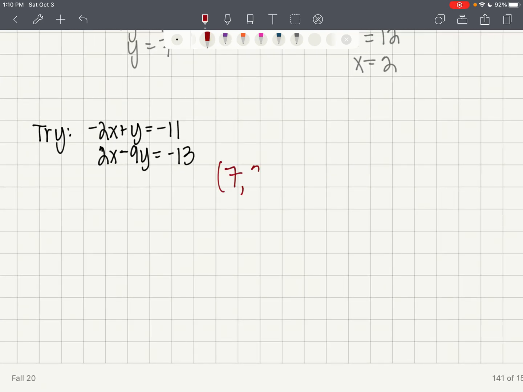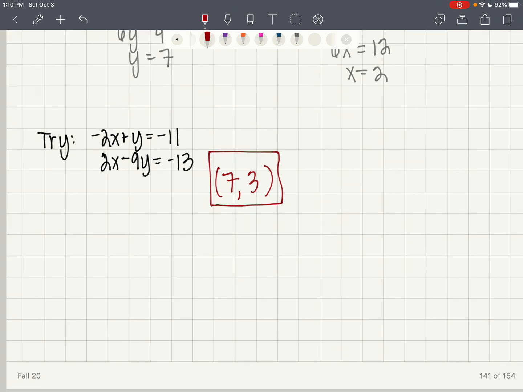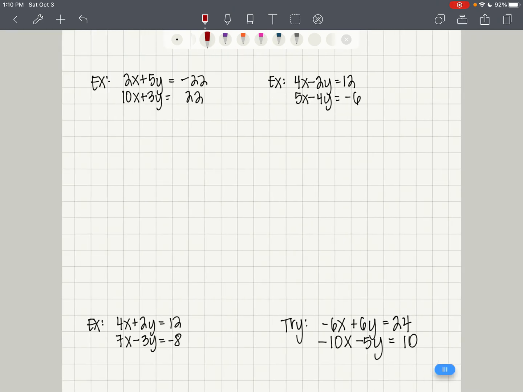The answer is, drum roll, 7, 3. So if you got 7, 3, you got it. So how can this get any more challenging? Because it seems like it's really not too bad.